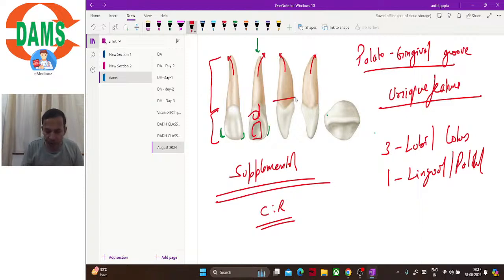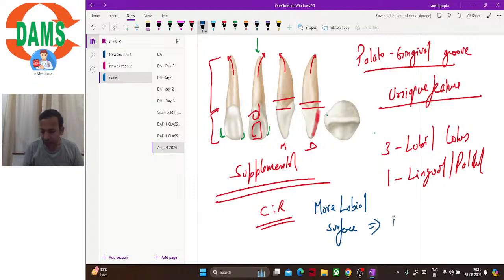Now in the proximal view, again, as you can see, the curvature of the cervical line is more prominent on the mesial side as compared to the distal side, right? And as we have seen in the central incisor, more of the labial surface is visible from the distal view, right?